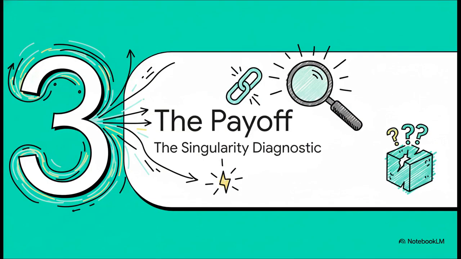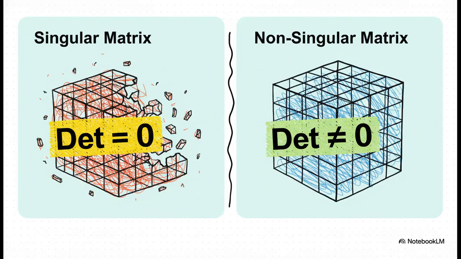Okay, so we just did all that work to get one single number. You might be asking, what's the payoff? Why should I even care? Well, this is where the determinant reveals its most important job. It's a singularity diagnostic.